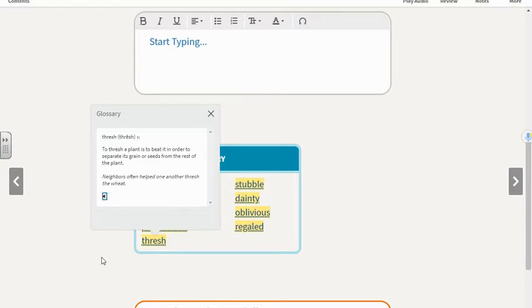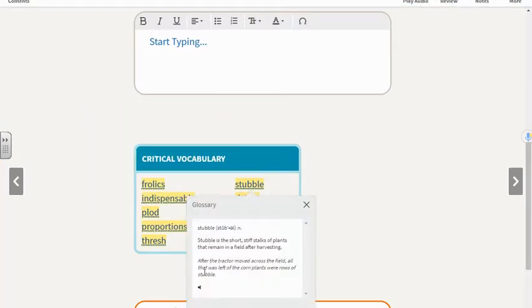Okay, so we can actually start to talk about visualize in this moment because I honestly had never heard the word thresh before, but when I see this sentence, neighbors often helped one another thresh the wheat, and I learned that thresh means to beat it in order to separate its grain or seeds from the rest of the plant. I can visualize someone with a big old chunk of wheat in their hand, beating it on something to try to separate it. And so I can visualize what thresh means.